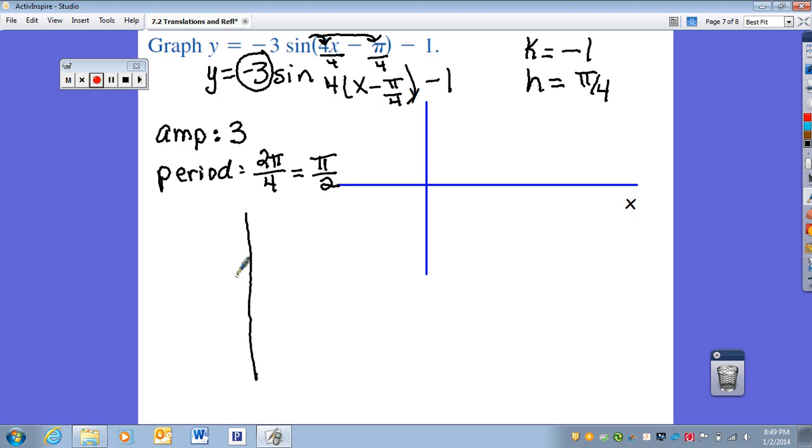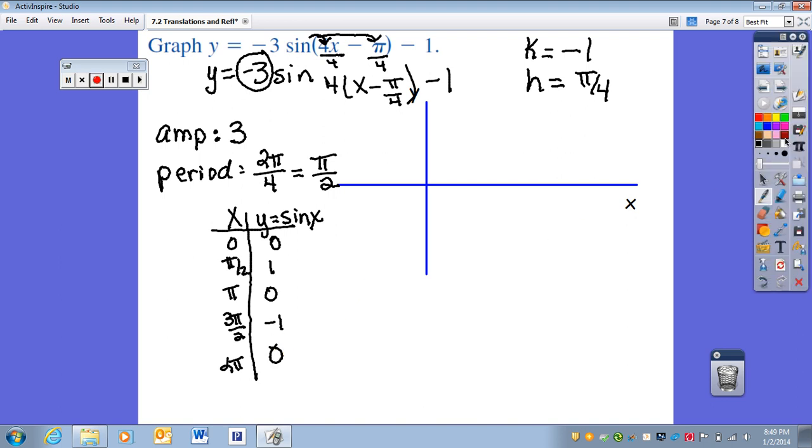Alright, so let's write down our standard function, y equals sine of x. So again, we begin with 0, pi over 2, pi, 3 pi over 2, and 2 pi. And since we're dealing with the sine function, we have 0, 1, 0, negative 1, and back to 0. So we need to start doing some of our shifting. Let's begin with our amplitude.